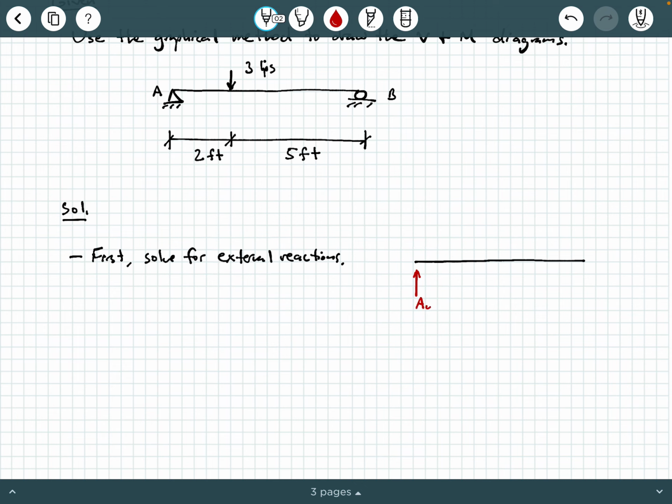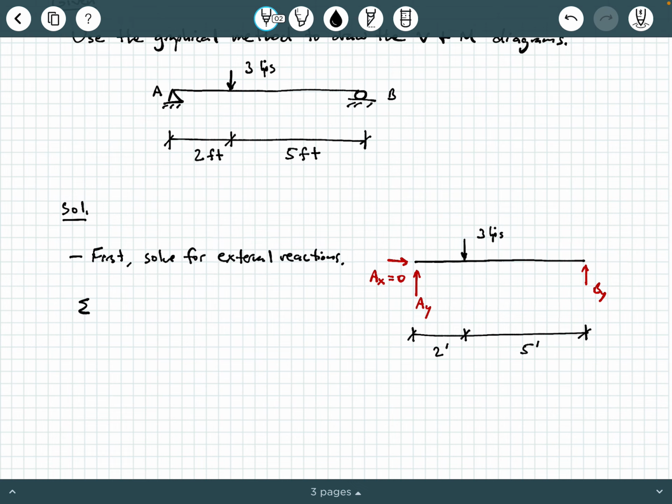Okay, so we have an AY. We can clearly see that AX is 0 here. And then, of course, we have BY here. And we've got the 3 kips applied load, and we've got 2 feet and 5 feet. So we're just going to solve for these external support reactions.